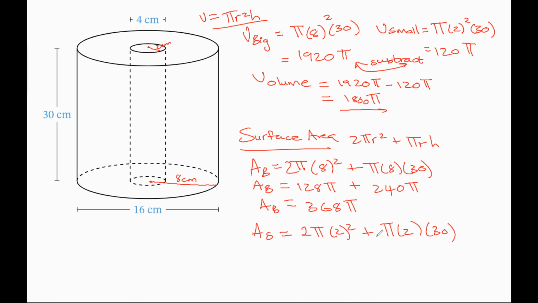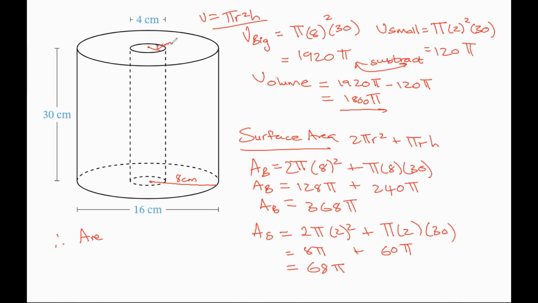Just changing the radiuses. 4 times 2 is 8 pi. 2 times 30 is 60. So 68 pi gets me the small area, and therefore surface area, I'll just write the area. And remember, this is the inside area removed.